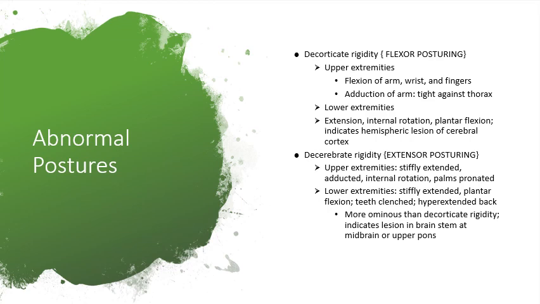And then just to review posturing as well, it's really important that you understand the difference between flexor and extensor posturing. So decorticate or flexor posturing is flexion at the arm, wrist, and fingers with adduction of the arms so they're tight against the thorax, and then the lower extremities are extended, internally rotated feet with plantar flexion, and this tells us that there's something wrong with the cerebral cortex. So that's why it's called decorticate, because it's a problem with the cortex.